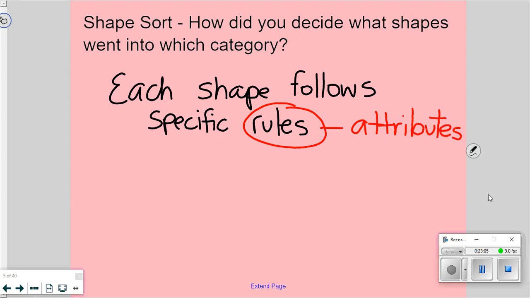Give me a me too signal if you've ever seen that word, attributes, before. Okay, a couple of you. Nice. Attributes are just rules. Those are synonyms. They mean the same thing.